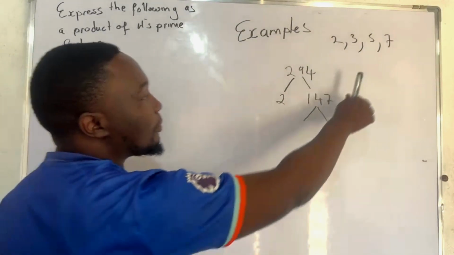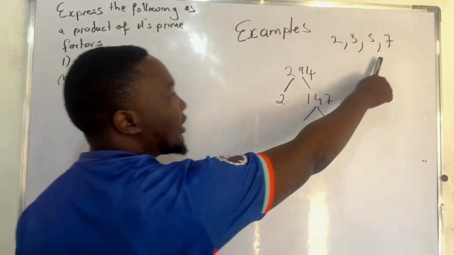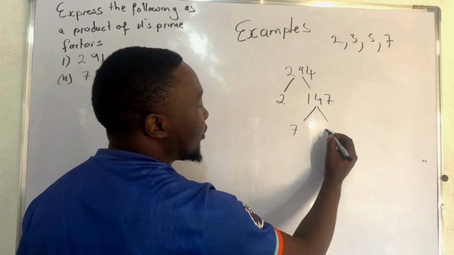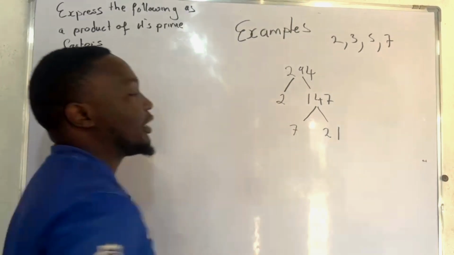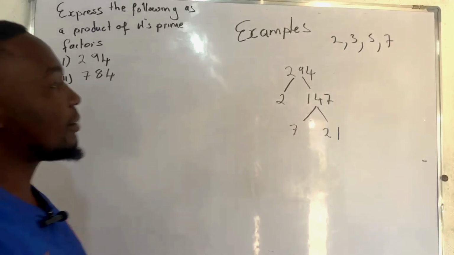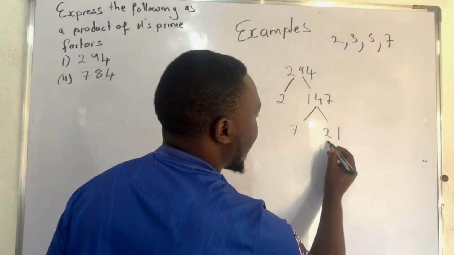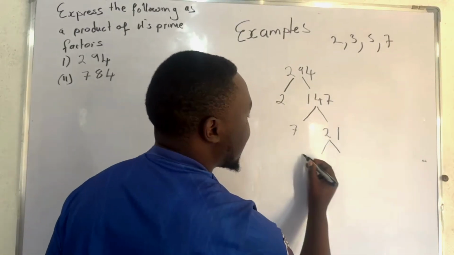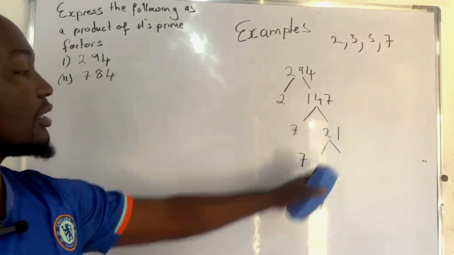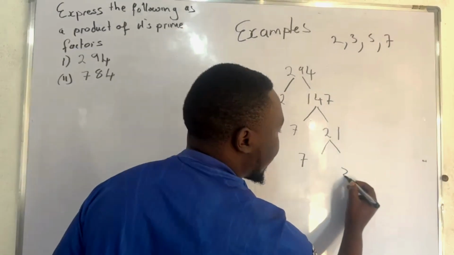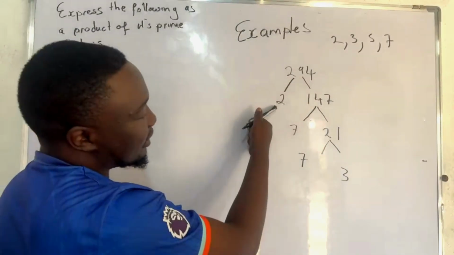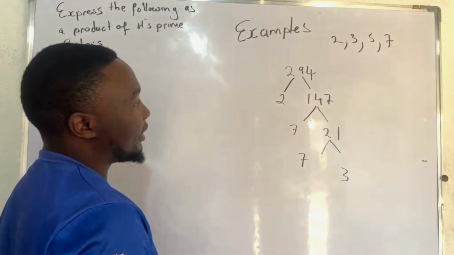So here the smallest prime factor that can enter into this number is 7. So we're going to put 7 here. 7 into this, we get 21. Another smallest prime factor that can enter into this number, 7 again. We put our branches, do not forget. 7. And how many times does 7 enter into this number? 3. So 3 is also a prime factor.